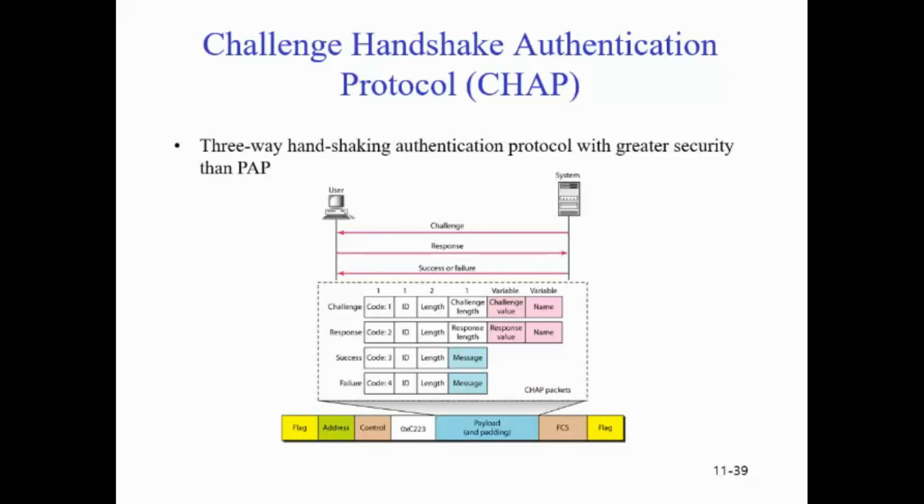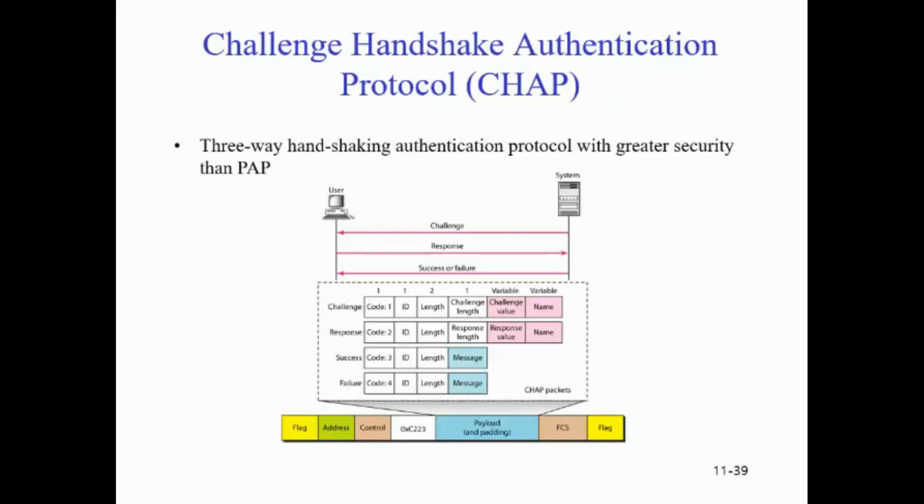So let's move on and check out the second authentication protocol, which is called CHAP, Challenge Handshake Authentication Protocol. It is a three-way handshaking authentication protocol that provides greater security than password authentication protocol. In this method, the password is kept secret. It is never sent online. The system sends the user a challenge packet containing a challenge value, usually a few bytes. The user applies a predefined function that takes the challenge value and the user's own password and creates a result. The user sends the result in a response packet to the system.